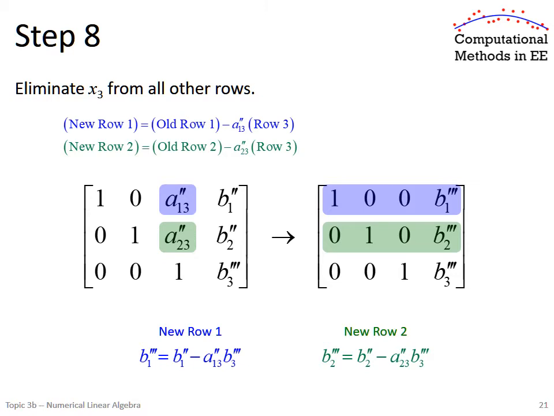So we do this for row 1. We will take the old row 1 and subtract row 3, however, scaled by this constant A13, and that's what guarantees we'll have a 0 in the A13 position. Our new row 2 will be the old row 2 minus row 3, scaled by A23. That's what guarantees we'll have a 0 in the A23 position. Now you'll notice we have the identity matrix in the left part of the augmented matrix.